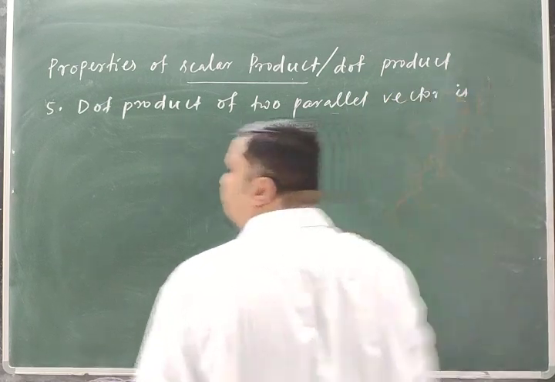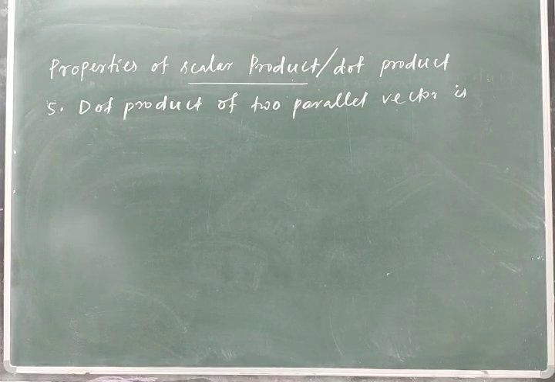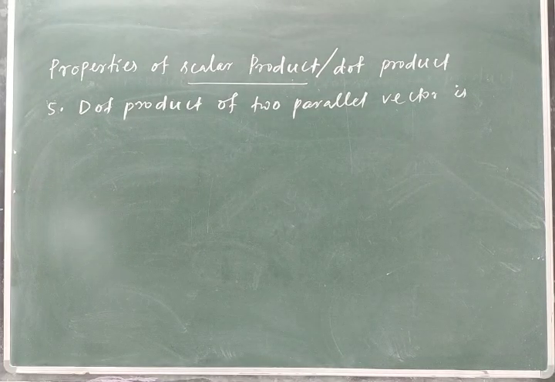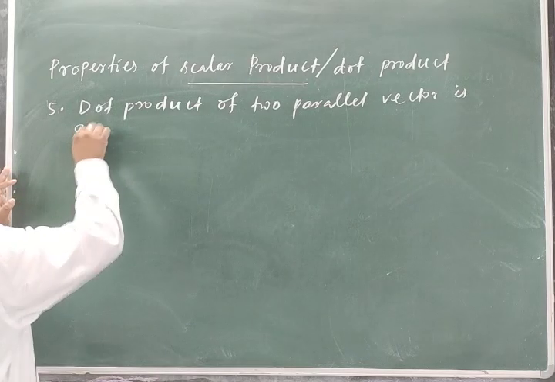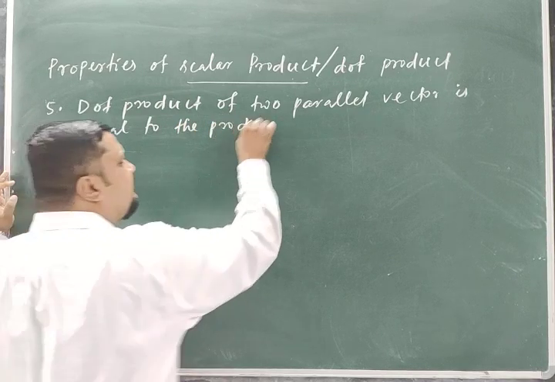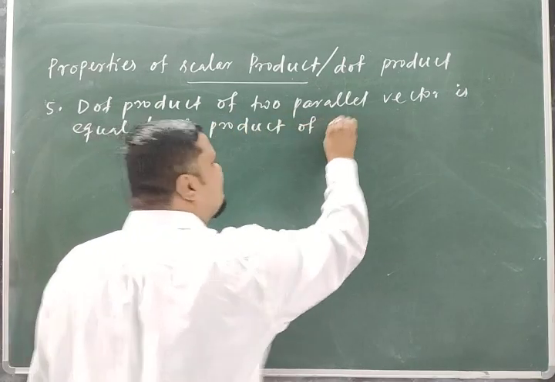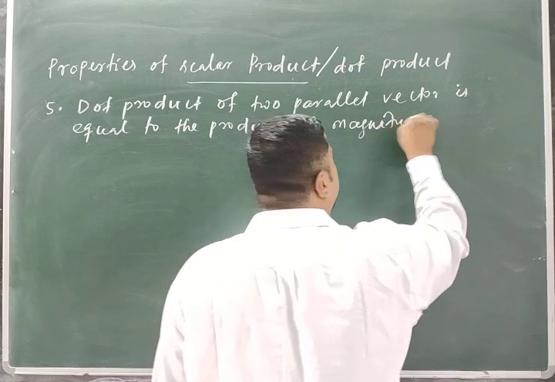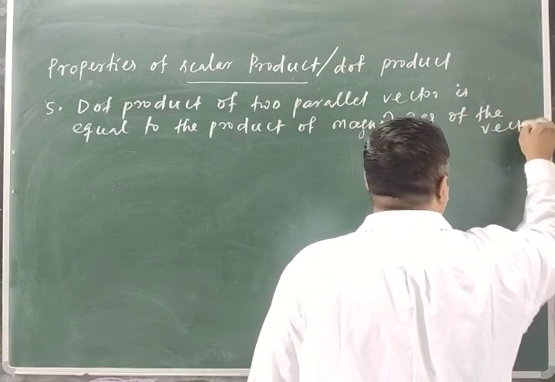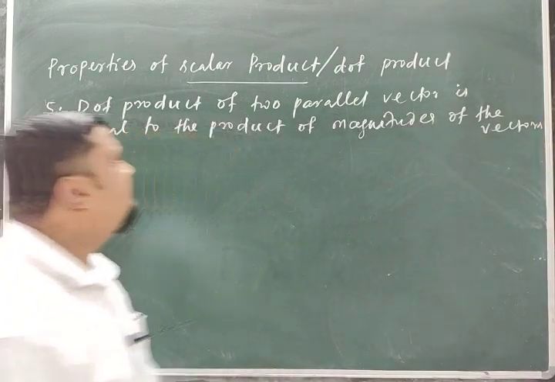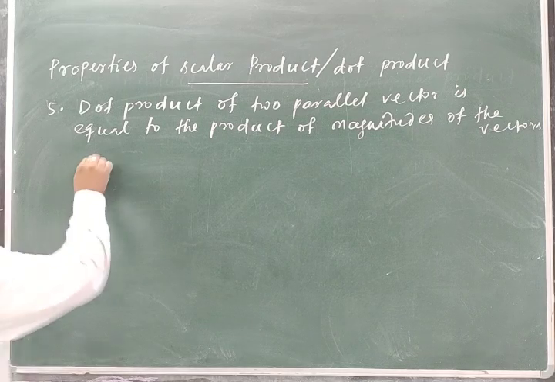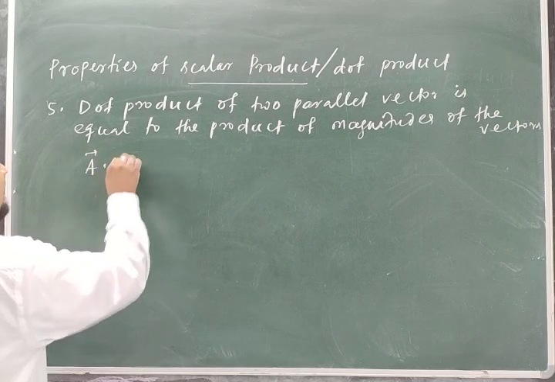First I will find, then I will write this here. What will this give you? The dot product of two parallel vectors is equal to the product of the magnitudes of the vectors. Isn't it? Let me write here A dot B.